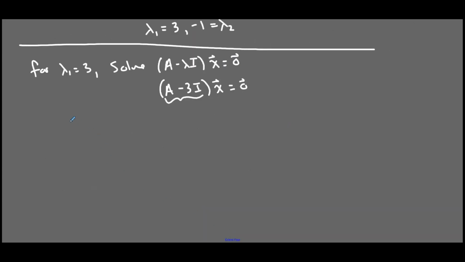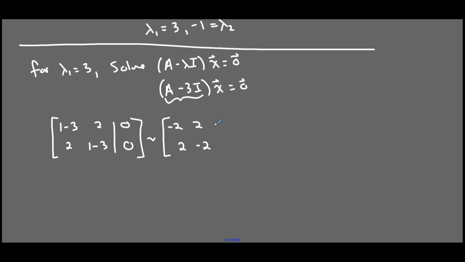So I get 1 minus 3 and 1 minus 3 down the main diagonal. Augment this with 0 and row reduce. So I get -2, 2, and 2, -2.